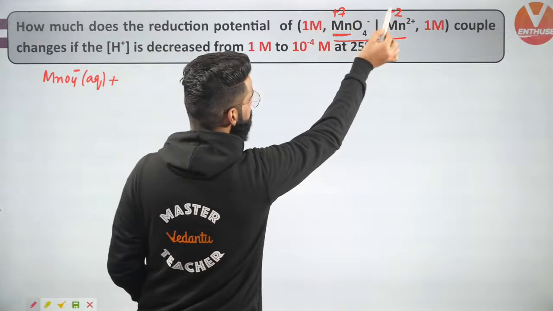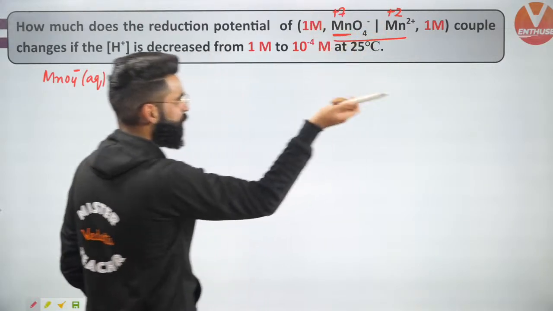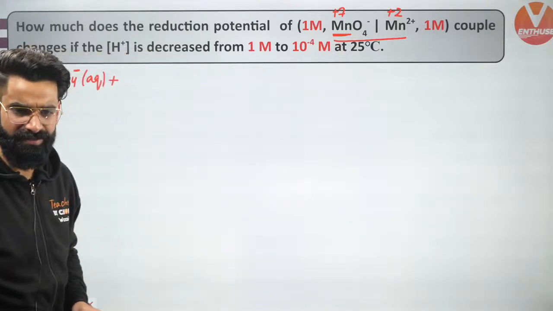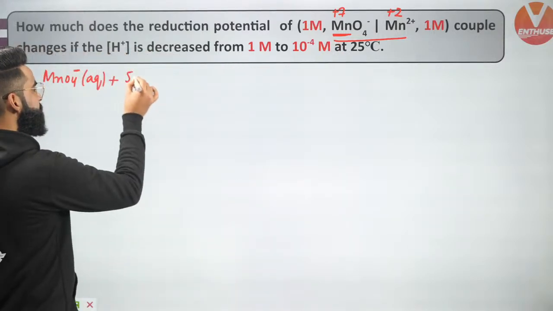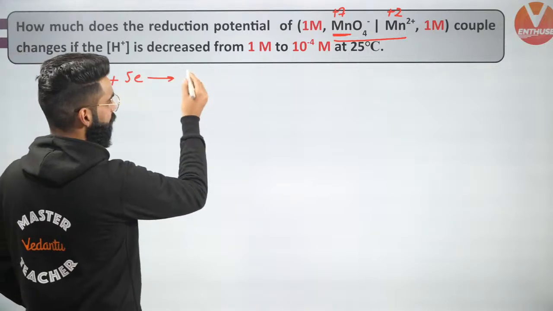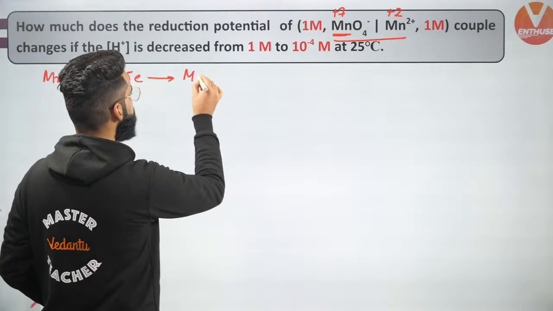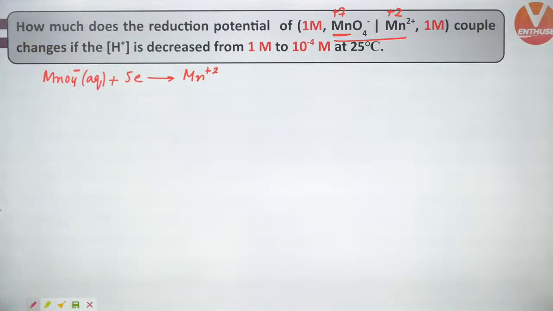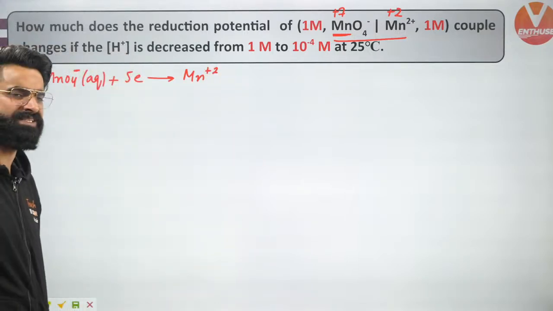See guys, plus 7 to plus 2. What is the change in oxidation state? Change in oxidation state is 5. That means this MnO4 negative will be gaining 5 electrons right here. Yes, and it will be getting converted to what? It will be getting converted to Mn di positive. Correct? Mn di positive. And people, it's mentioned in the question the reaction is taking place in the acidic medium.